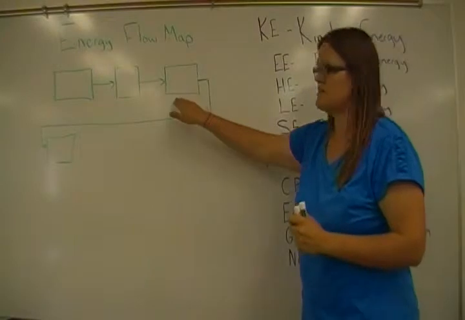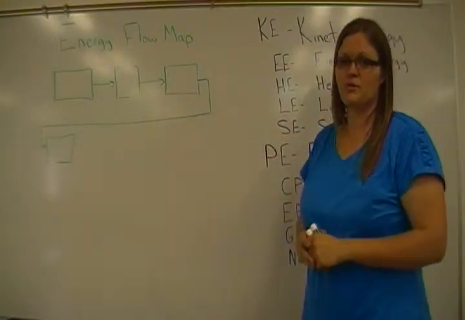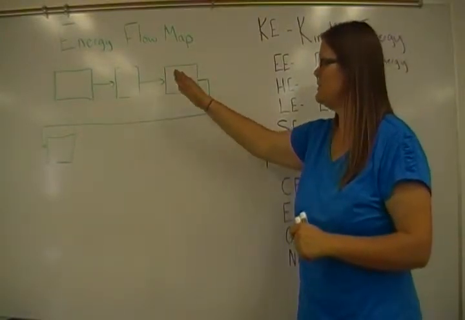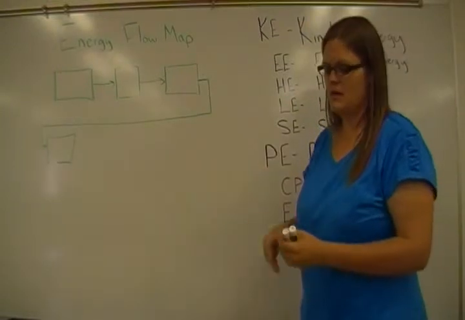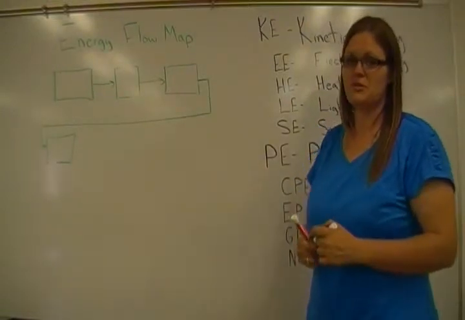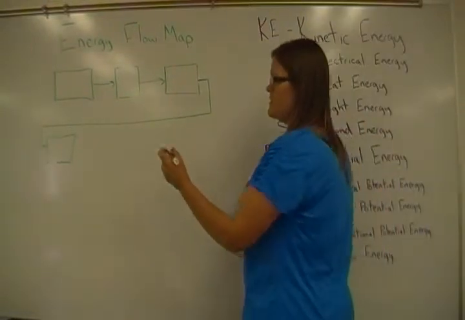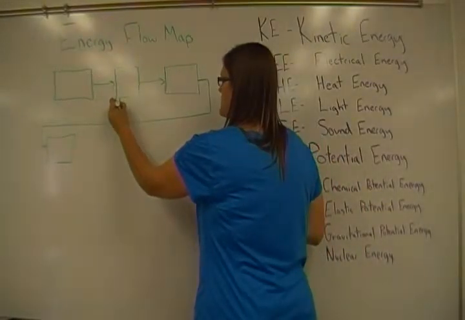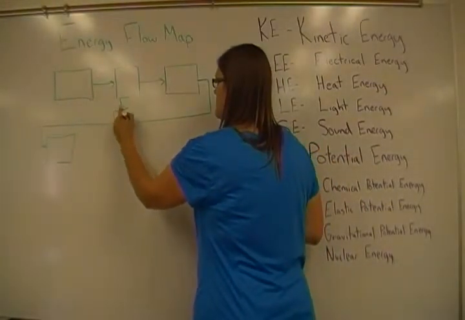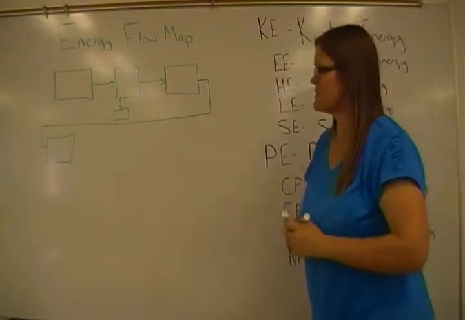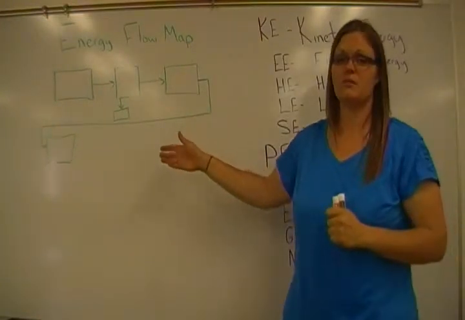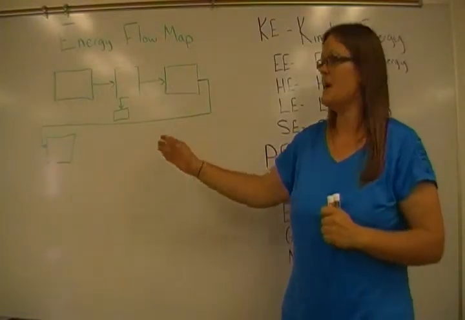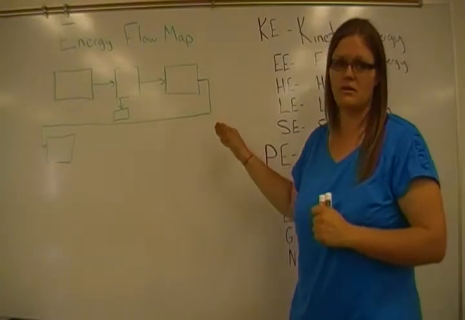The main boxes are used for the forms of energy that are continually transferred through the system. If you have a form of energy that is being transferred out of the system, then you use a sub-box. This shows that there is still energy being transferred, but it's being transferred out of the system and it's not used later in the system.